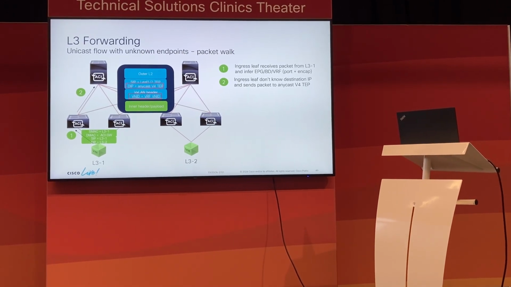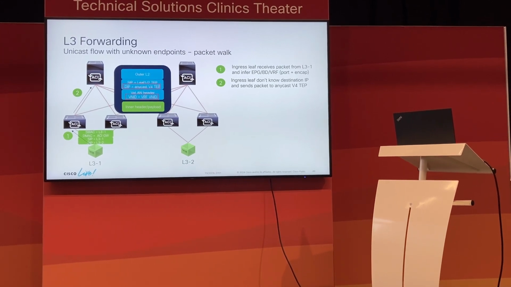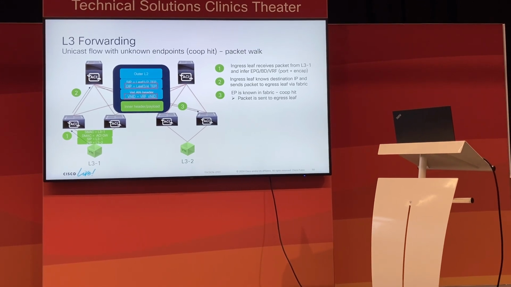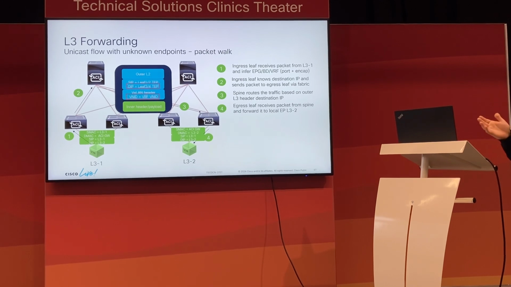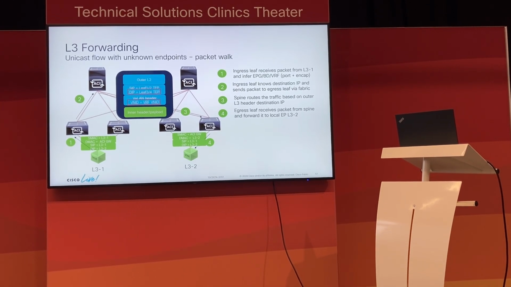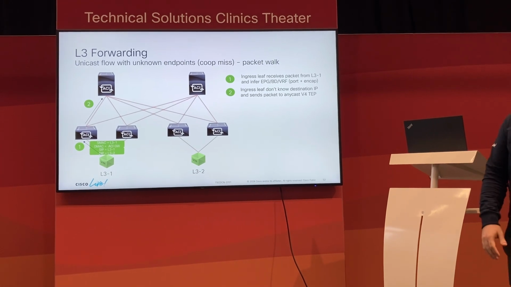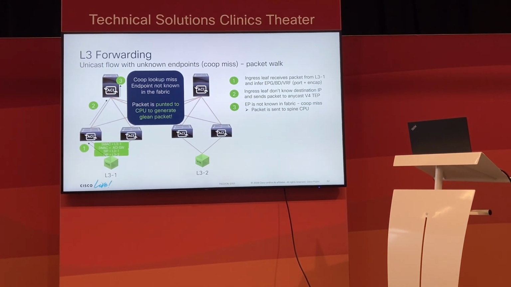And again, 2 possible answers. Does the COOP database know the destination IP or not? If it knows it, easy, it will rewrite the destination IP and send the traffic toward the destination host. Traffic will be decapped and received by the host. It's a win. If we don't have any entry, what we are going to do is to punt the packet to the CPU of the spine.